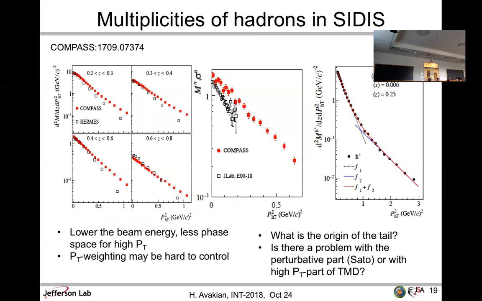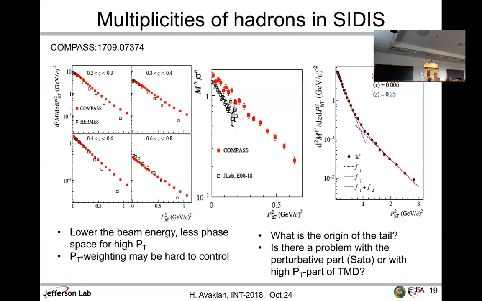Now, one of the things where Monte Carlo will definitely be needed are the effects that are not really accounted for in the theory. Those are phase space effects. So here are some comparisons of different PT distributions from COMPASS, HERMES, and then JLab, with different slopes, which to some extent are related to phase space limitations. When you go to lower energy experiments, they are just not able to generate it. There is no physical energy to produce higher PTs in certain kinematical conditions.